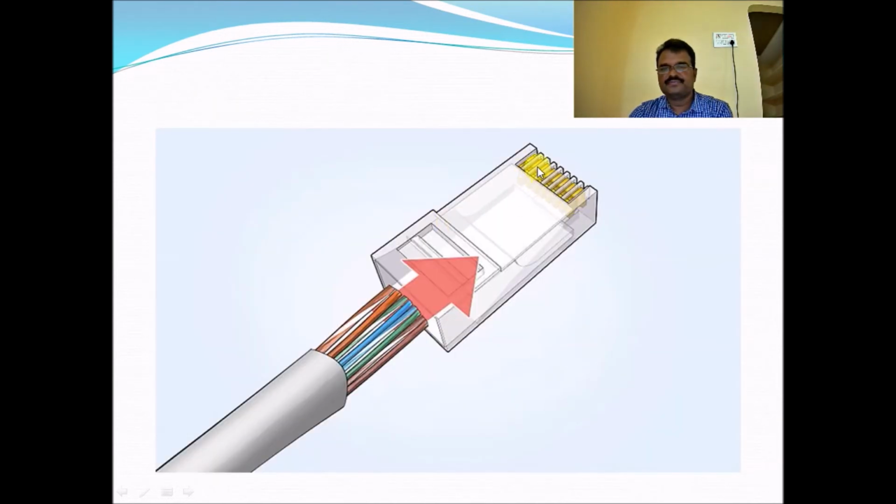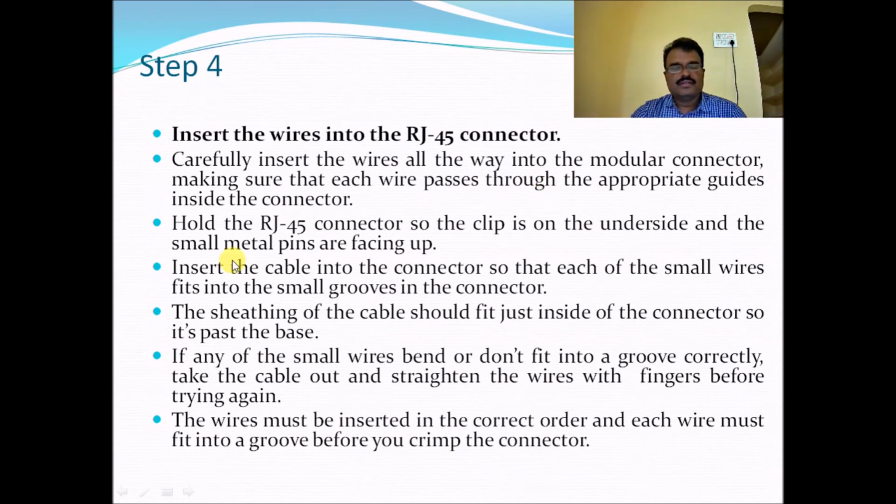These are guides. 8 guides are there. So we have to insert the wires. They must be inserted in such positions according to the guides of these 8 pins. Hold the RJ45 connector so the clip is on the underside and the small metal pins are facing up. Insert the cable into the connector so that each of the small wires fits into the small grooves in the connector. The sheathing of the cable should fit just inside the connector, so it's past the base.